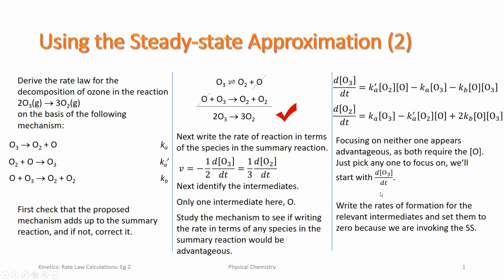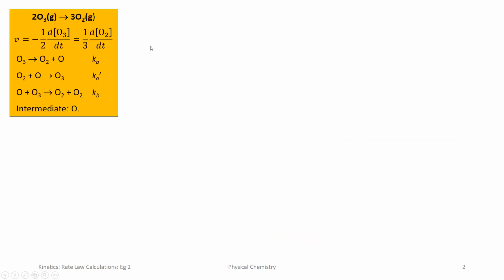To proceed, we need to write an expression for the concentration of the intermediate, and we'll do that by invoking the steady state. So here's basically the problem that we have. There's our overall summary reaction. The rate of reaction can be expressed in this way in terms of the net rate of formation of the different chemicals in that reaction. Here's our proposed mechanism, and we note that our intermediate is atomic oxygen. The net rate of formation of atomic oxygen: it's formed in the first step, it's destroyed in the second step, and it's also destroyed in the third step. So that's what we have here.